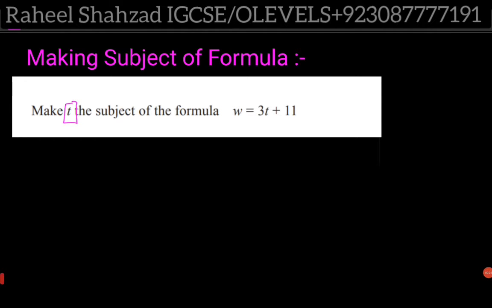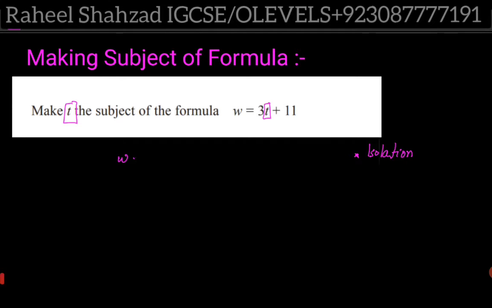Hi students, in this video we are going to learn how to make subject of the formula. So for instance, in this question we have w equals to 3t plus 11 and we say that w is the subject of this formula right now. We need to change the subject of the formula, and in this case we need to make t the subject of the formula. Making subject means to bring this particular letter in isolation, okay, by using basic algebraic rules.